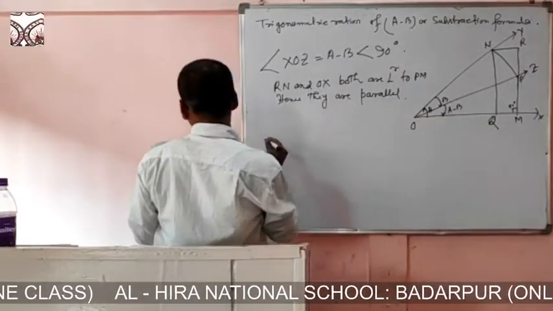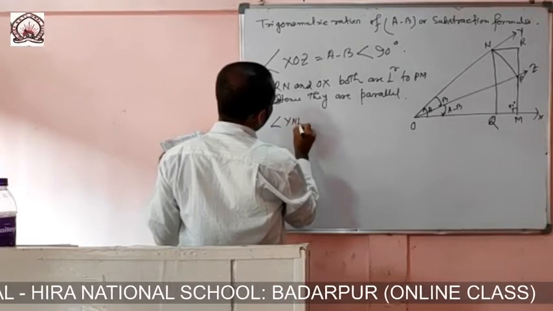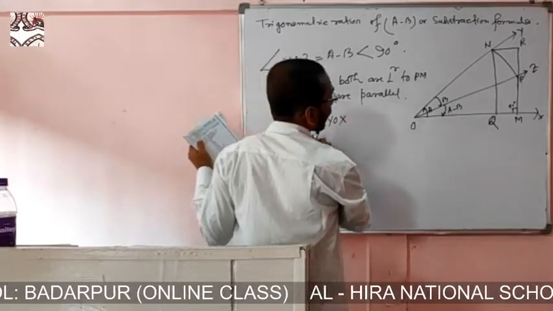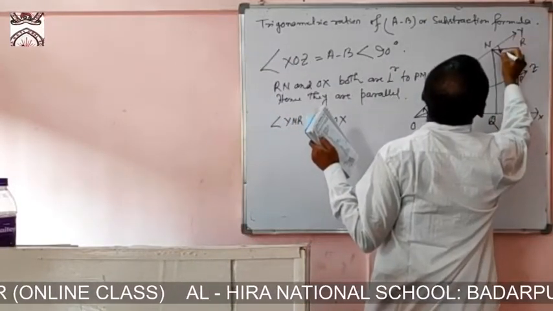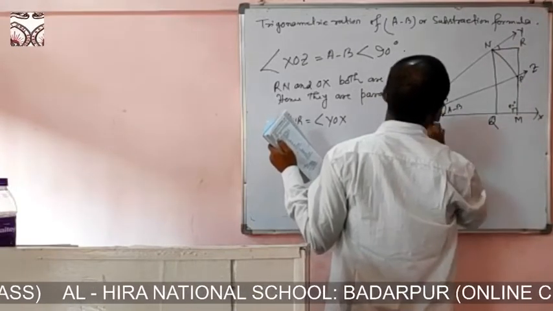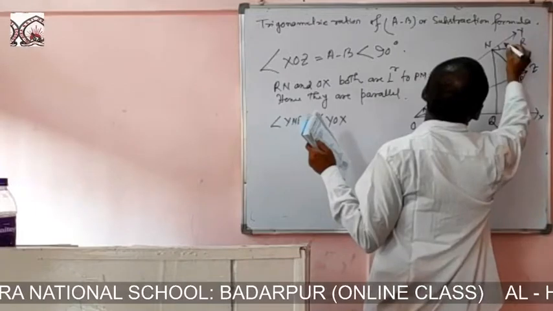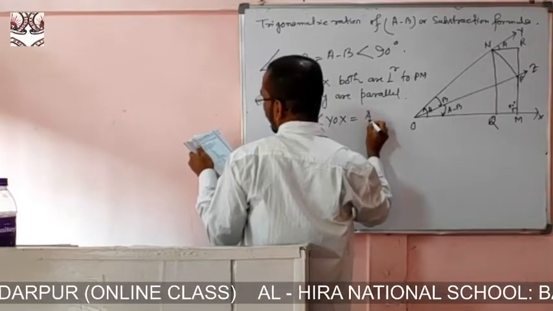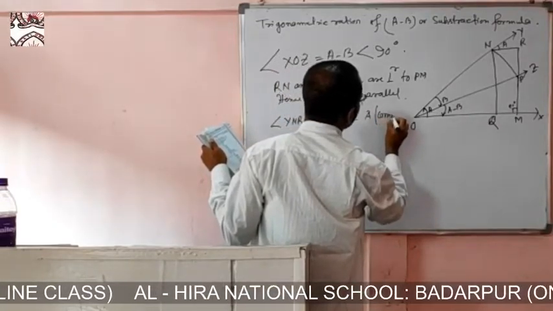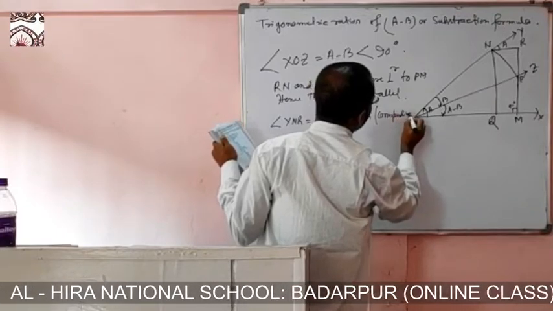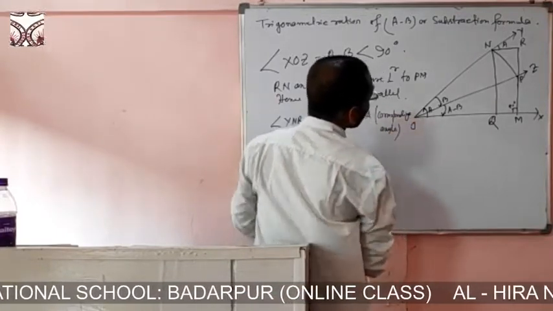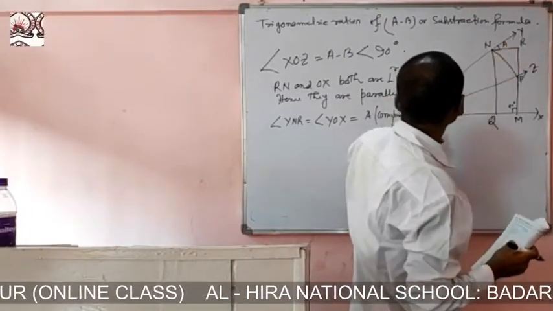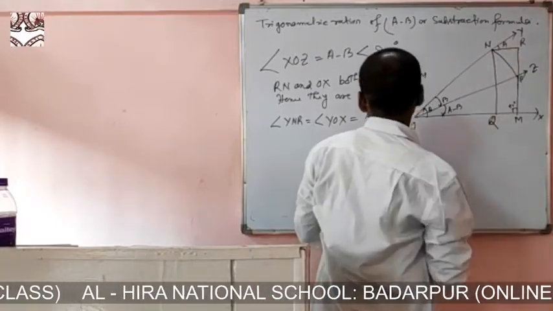So angle YNR is equal to angle YOX. If this angle YOX is A, then definitely this angle YNR will be A, as they are corresponding angles, because this line is parallel to this line and this line is the transversal.